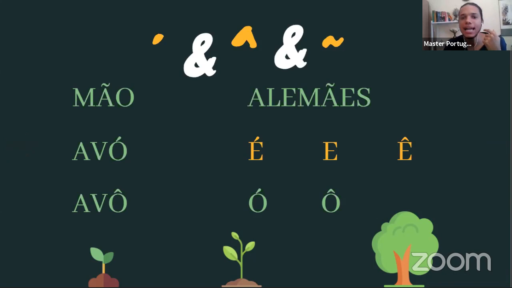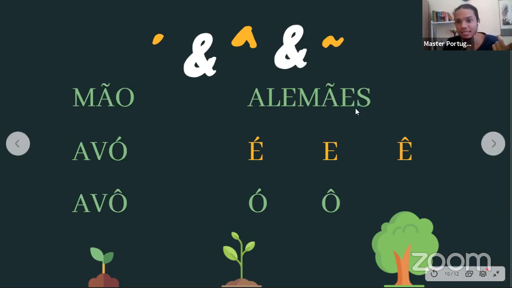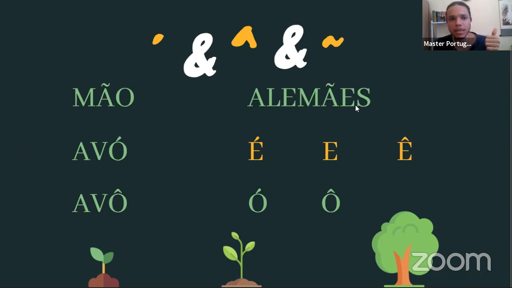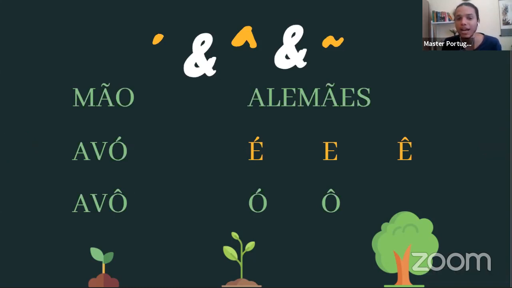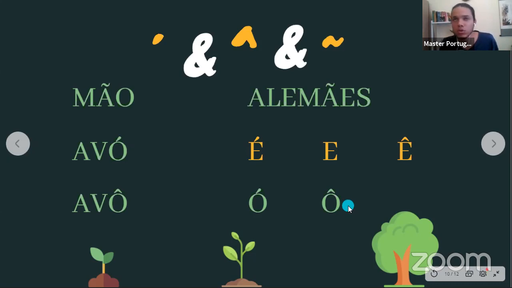Mão. Alemães, alemães. Okay. This accent turns it into an open vowel sound: avó, ó, avó. And this one into a closed vowel sound: avô, avô. So we've got ó, ô. You see the difference? Ó, open; ô, closed.